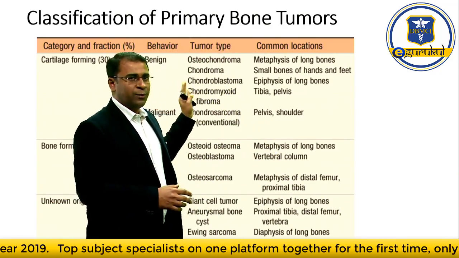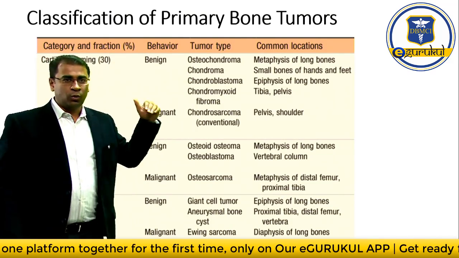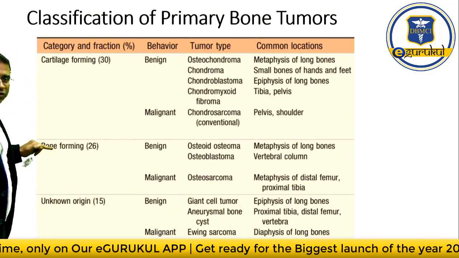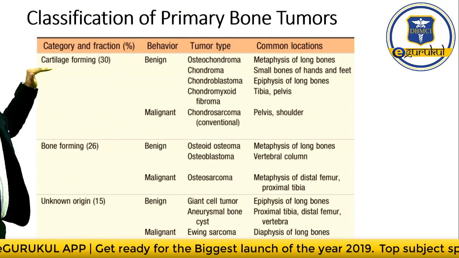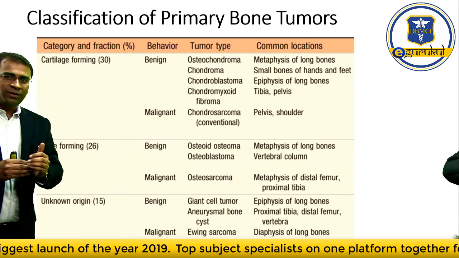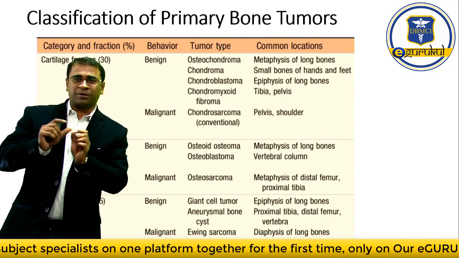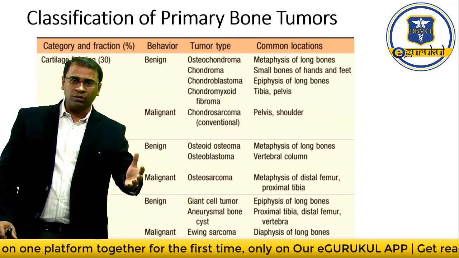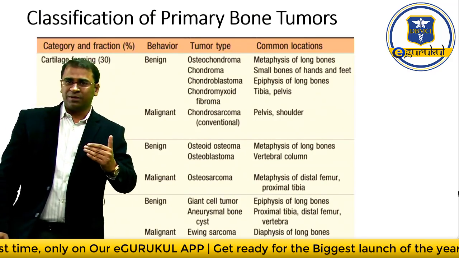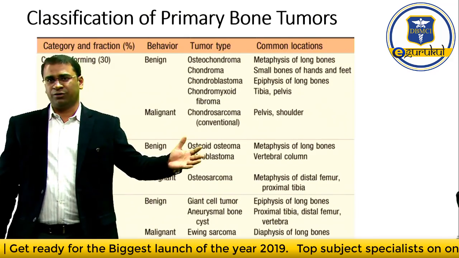So we'll divide the whole group of bone tumors into three: one which makes the bone, one which makes the cartilage, and one which has an unknown origin. If you remember it this way, it will be very simple and you can understand and remember the histopathology. Because one making bone will show bone in the histopathology, one making cartilage will show cartilage in the histopathology, and the unknown origin will be completely different altogether.